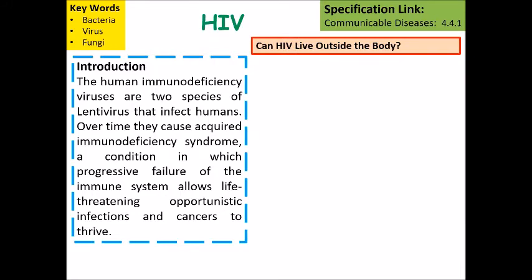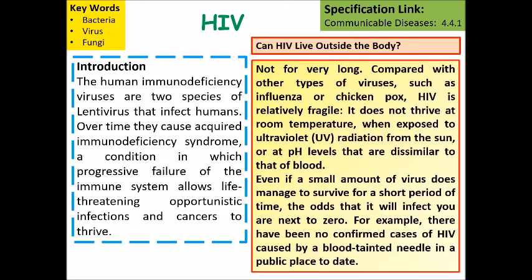Can HIV live outside the body? In short, not for very long. Compared with other types of viruses, the HIV virus is relatively fragile and can be broken down by exposure to ultraviolet radiation from the sun, changes in pH levels, and an entire range of different things.